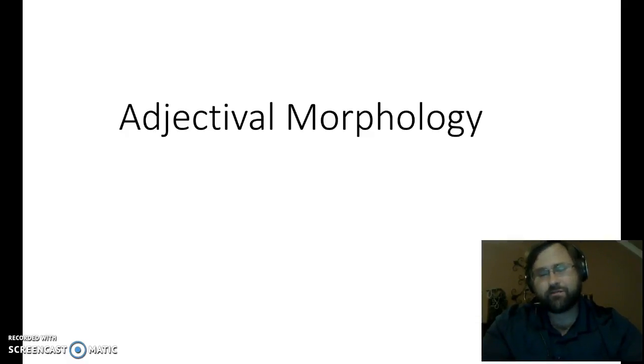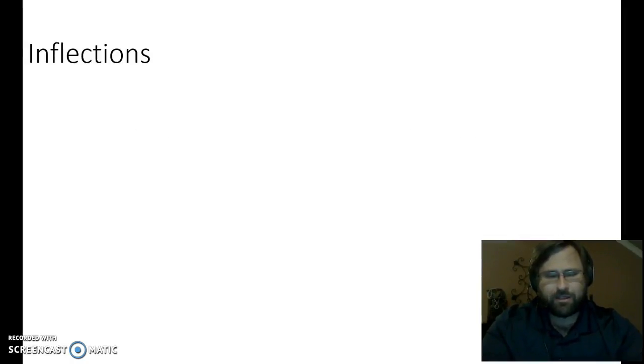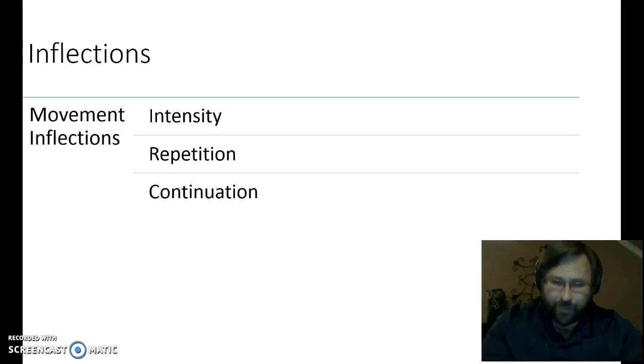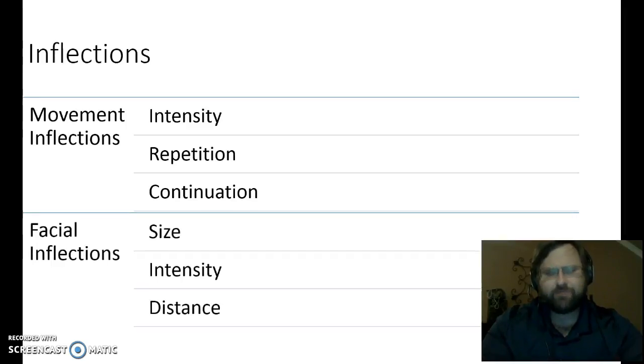Now that we've looked at the verbal morphology of American Sign Language, we can turn to its adjectival morphology. Adjectives, you'll remember, are descriptive words. Just as ASL verbs can be modified in a number of ways, so too can adjectives be modified. We will look at the movement inflections that can accompany ASL adjectives, as well as the facial inflections that can accompany these adjectives.